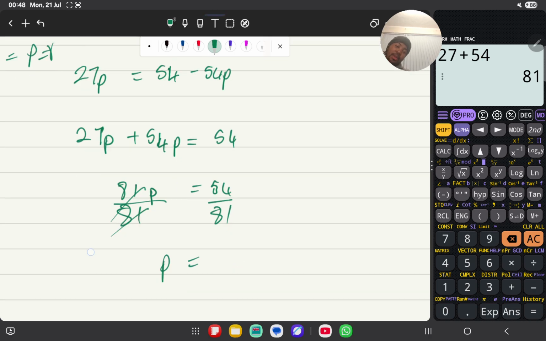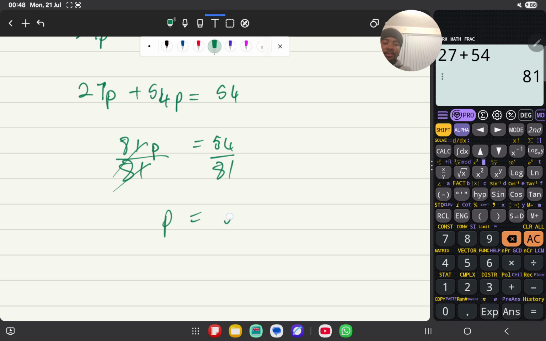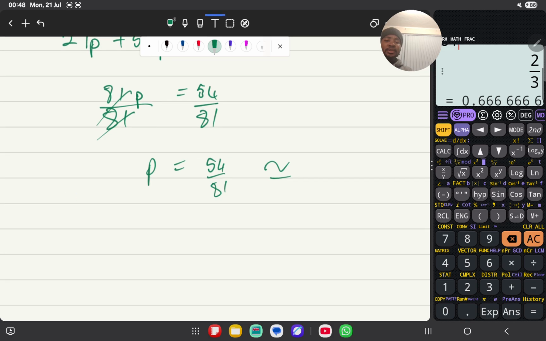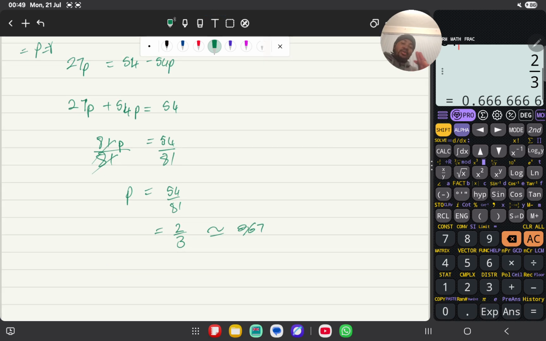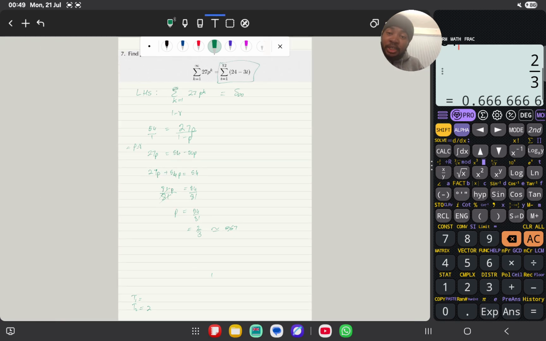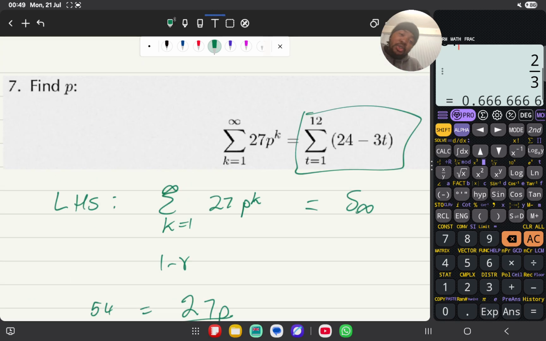P equals 54 over 81, which we can simplify. Nice. It is 2 over 3, which is 0.67. And by this you see that your r is between 1 and minus 1, therefore the series that you have must be a converging series, and we did find p, so we are good.